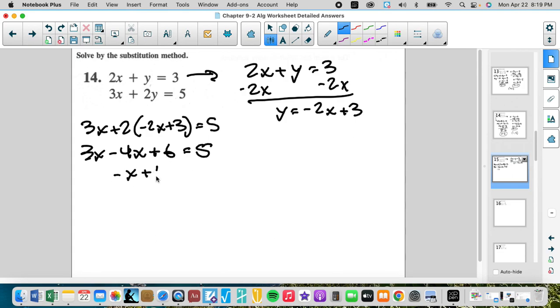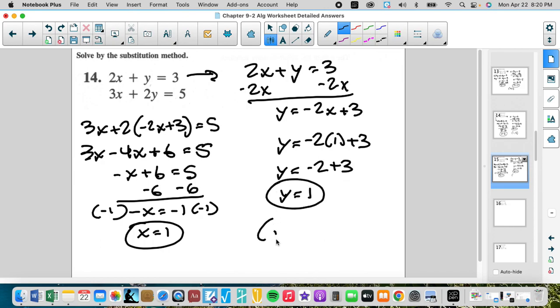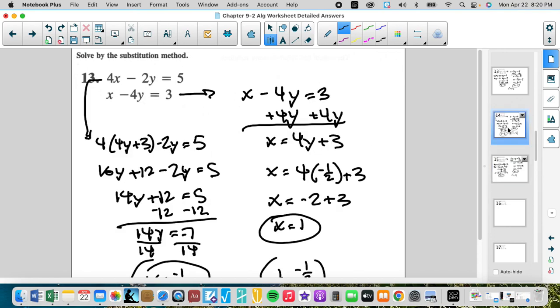Negative x plus 6 equals 5. Minus 6. Negative x equals negative 1. Let's get rid of that negative coefficient. X equals 1. And let's now solve for y. Y equals negative 2 plus 3, or y equals 1. So that solution is 1, 1. Did I write the solution? Yes, I did.